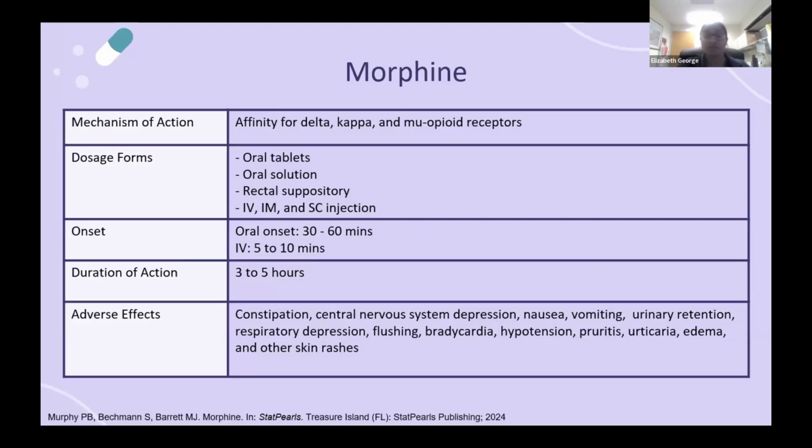As for dosage form, there are numerous dosage forms available, such as oral tablets, oral solution, rectal suppositories, IV, IM, and subcutaneous injections. The onset for oral dosage form is usually 30 to 60 minutes, while IV takes about 5 to 10 minutes, and the duration of action can be anywhere from 3 to 5 hours. Some adverse effects are constipation, central nervous system depression, urticaria, edema, and other skin rashes.